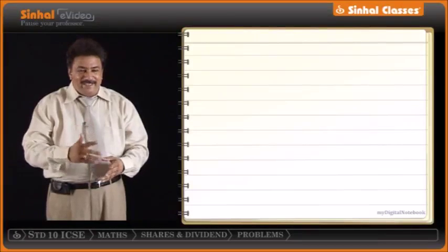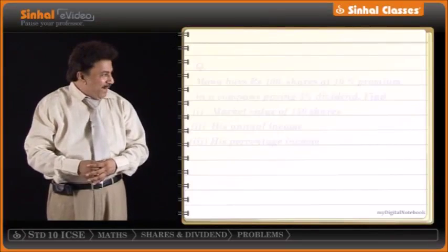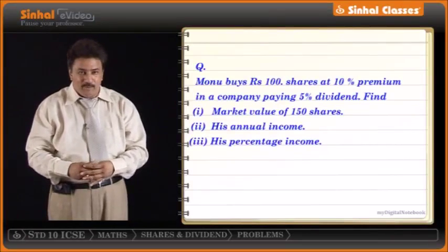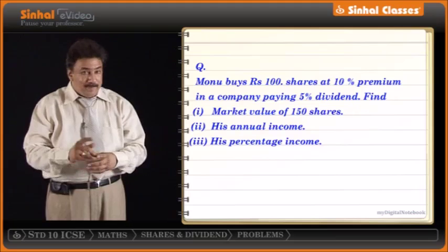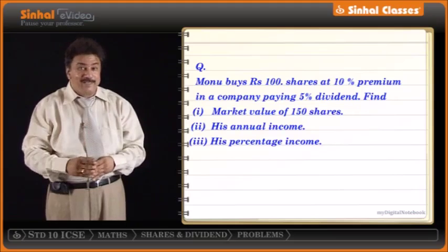Now see, when we read the next sum, what do we get? Let's start reading the sum now. Monu buys rupees 100 shares. Monu, okay, very sweet name. Buys rupees 100 shares. So the nominal value is rupees 100.